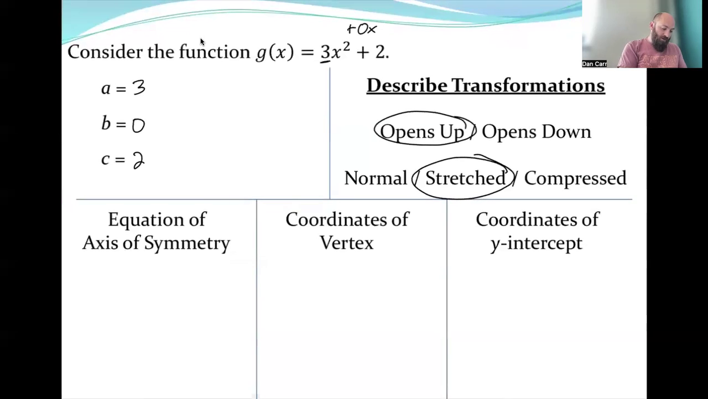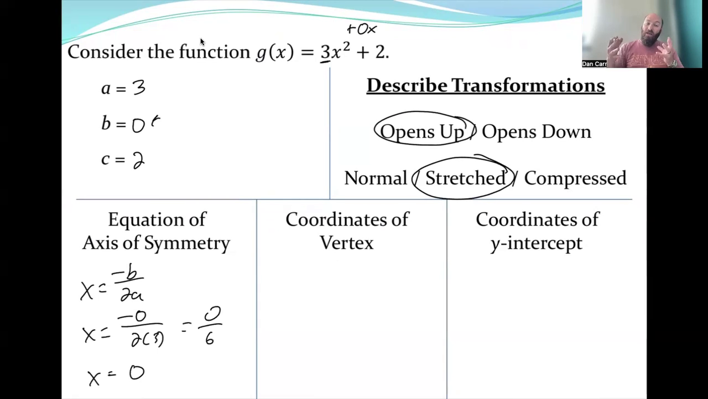So our axis of symmetry, that is negative b divided by 2 times a. So in this case, my b is 0. So if I take negative 0 divided by 2 times 3, no real change there because then I get 0 divided by 6, which is just 0.